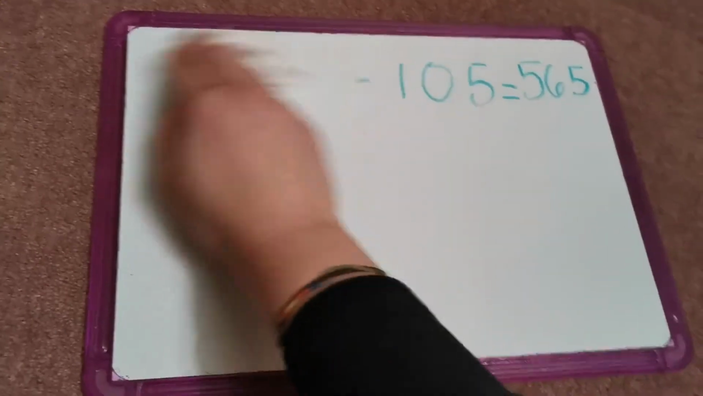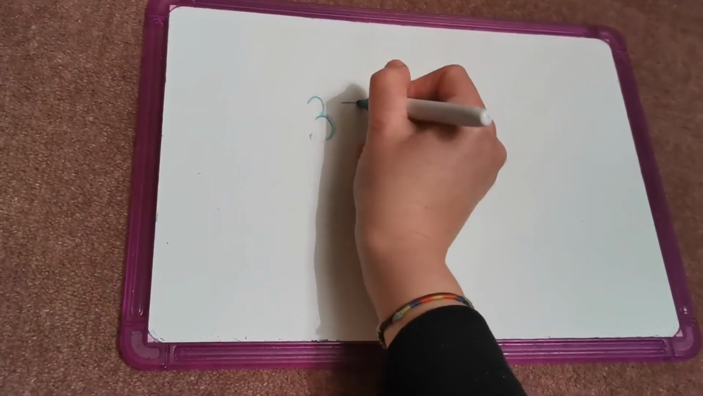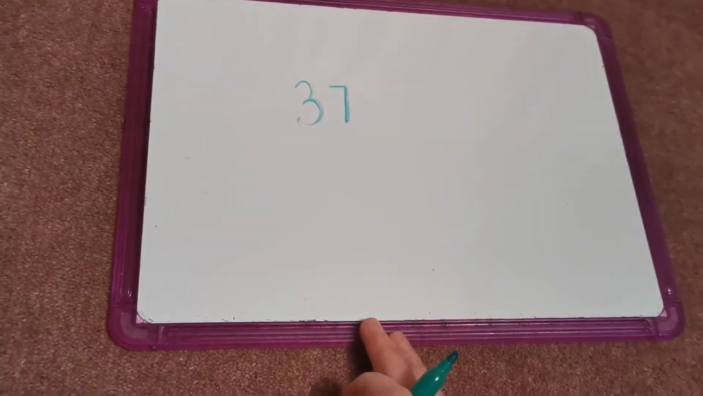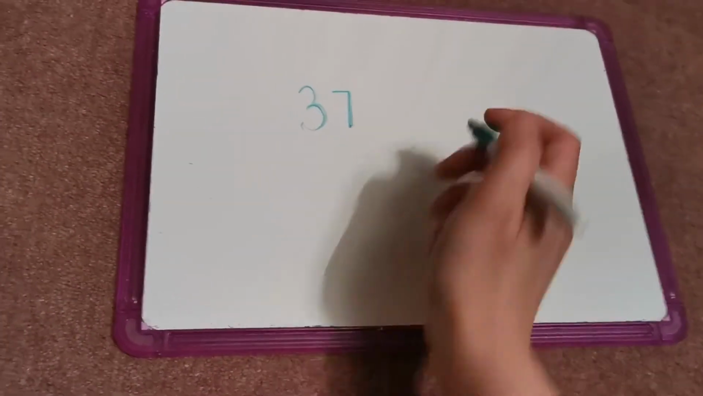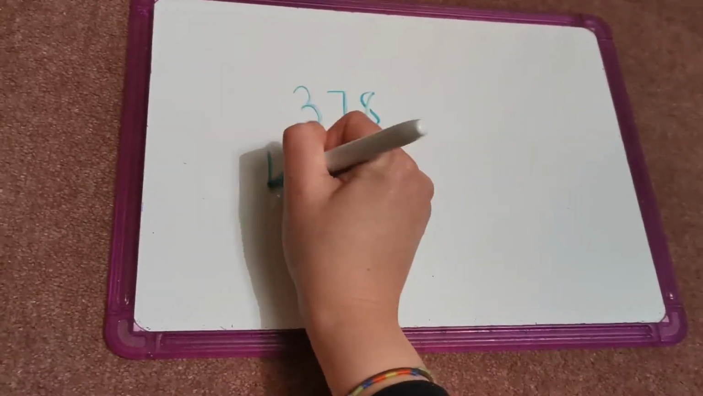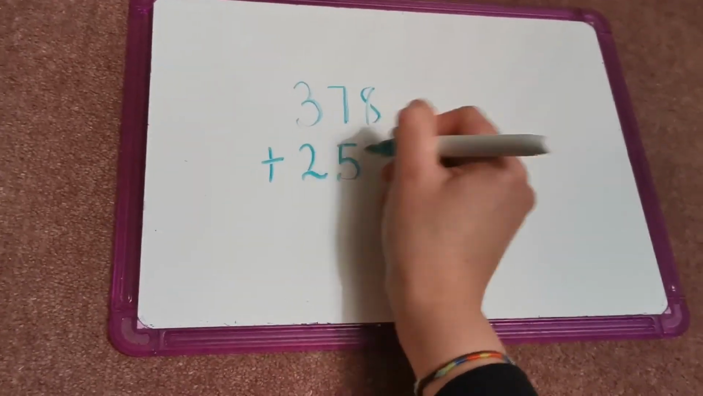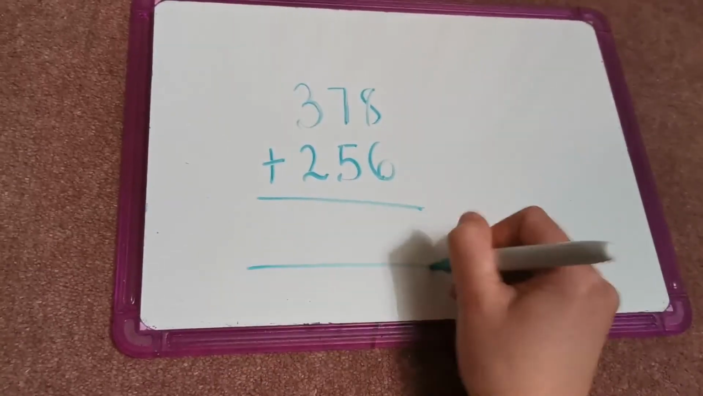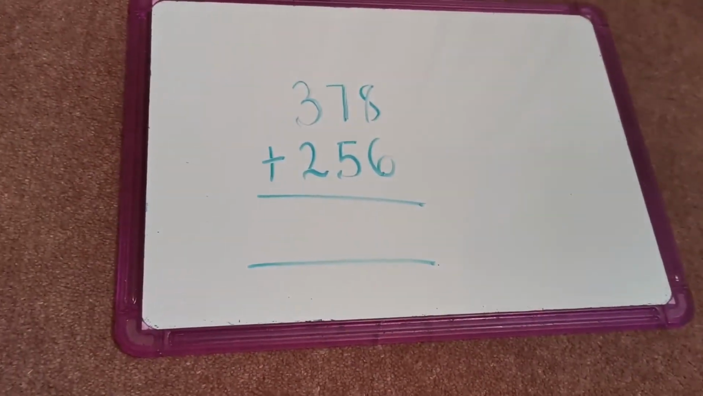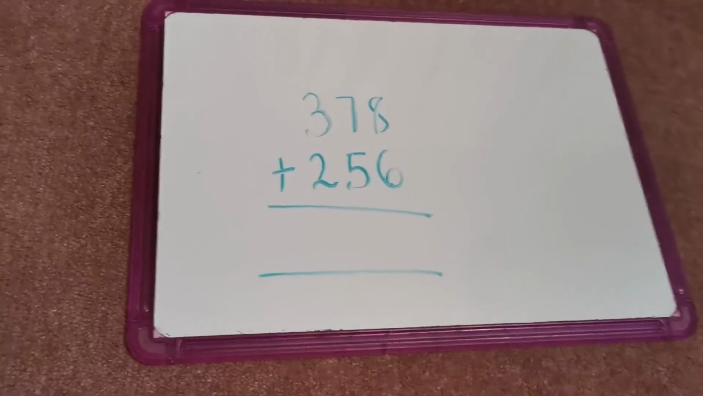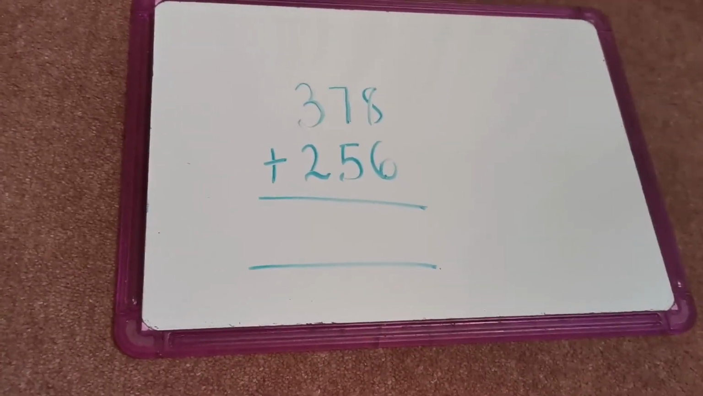Now, we have learnt the method column addition, okay, and sometimes with certain calculations that is the most efficient and accurate way. So particularly when you have a calculation where you have to regroup maybe the ones, or sometimes when you have to regroup the ones and the tens. So I have the calculation 378 add 256.